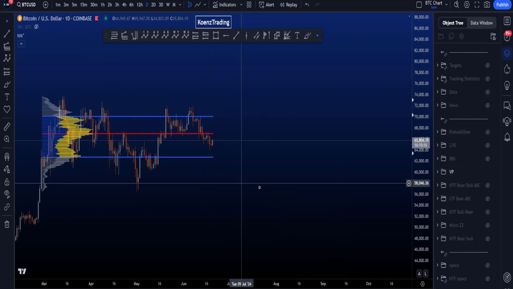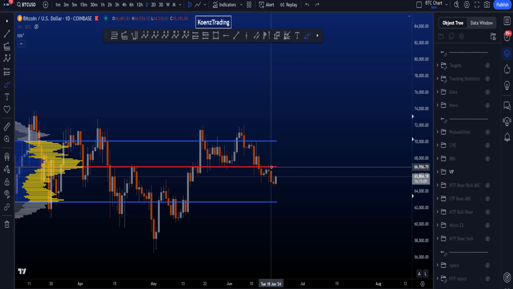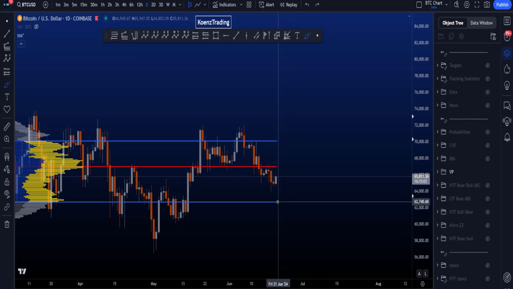Looking at the volume profile, then we have the point of control just above us here at about 67k. Flipping this point of control back to support will increase the probabilities to move to the value area high at 70.1k. The value area low is at 62.7k.